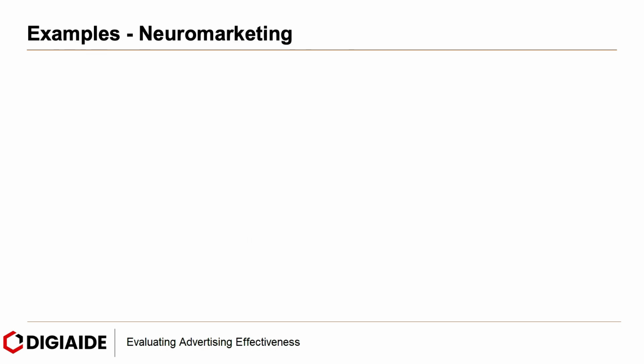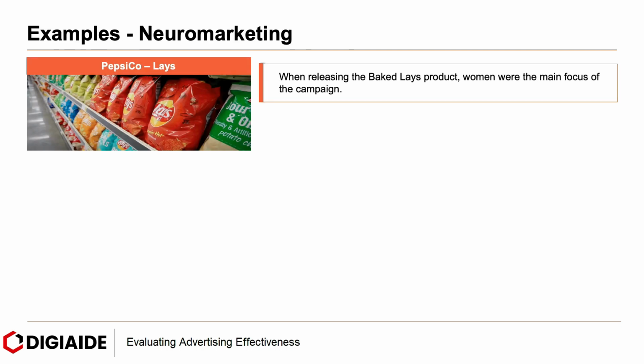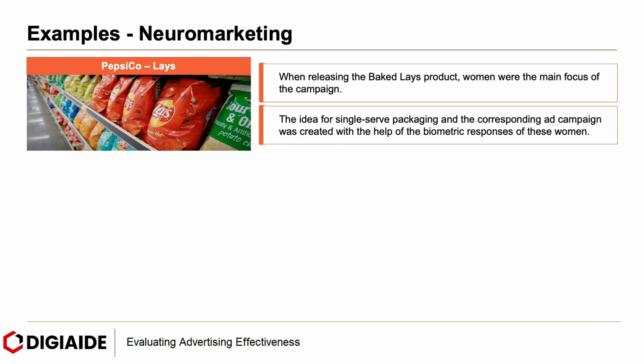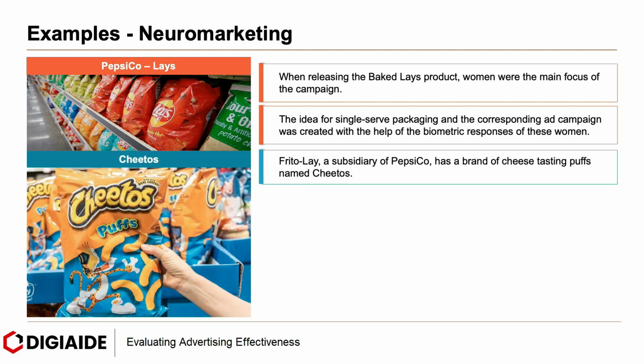Now let's look at a few examples of brands which have adopted neuromarketing. First, PepsiCo Lay's. When releasing the baked Lay's product, women were the main focus of the campaign. The idea for single-serve packaging and the corresponding ad campaign was created with the help of the biometric response of these women. Next, Cheetos. Frito-Lay, a subsidiary of PepsiCo, has a brand of cheese tasting puffs named Cheetos.